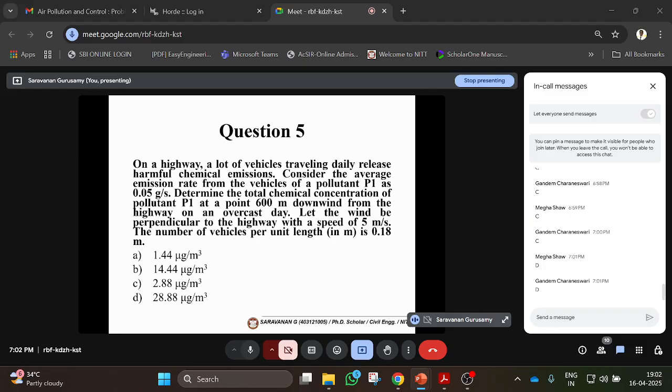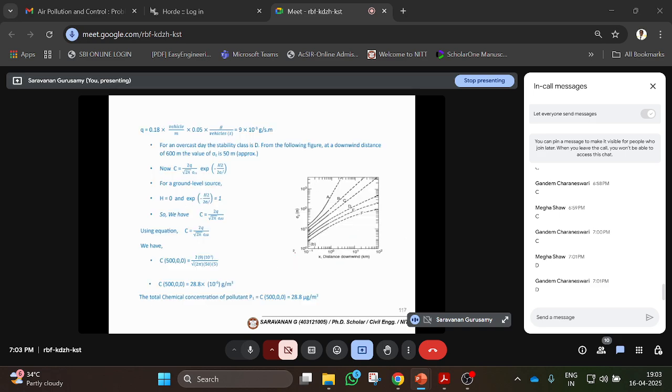Okay, another question. On a highway, a lot of vehicles are traveling and daily release chemical emissions. The average emission rate is given, so gram per second is your Q. Q is given. Determine the total chemical concentration. They are asking at 0.6 kilometer downwind, so 600 meters, that is your x. And the highway is on an overcast day. Overcast day is, you know, the dispersion stability condition, usually C or D class. So you can also find that. Wind speed U is given as 5 meter per second. The number of vehicles per unit length is 0.8 per meter.